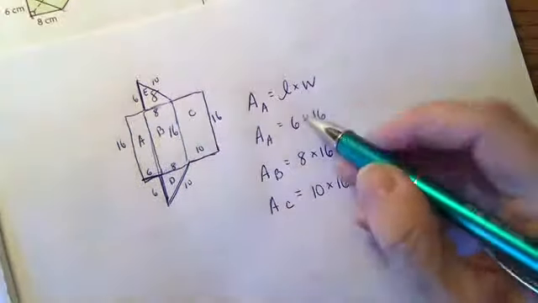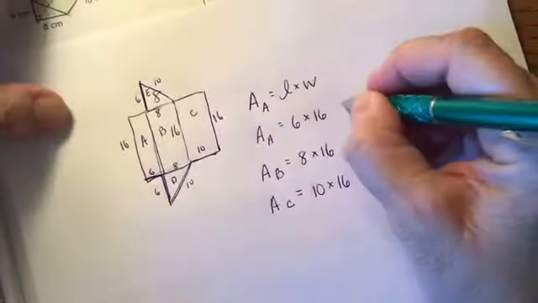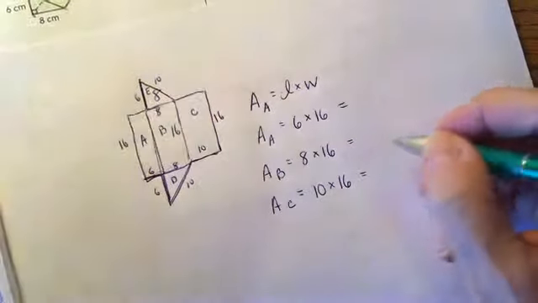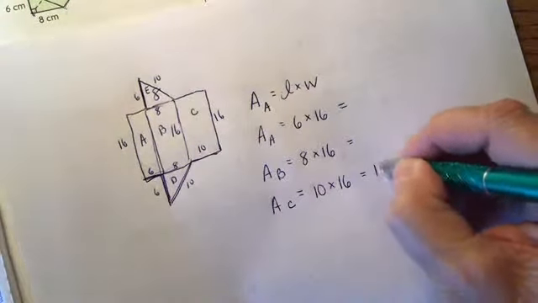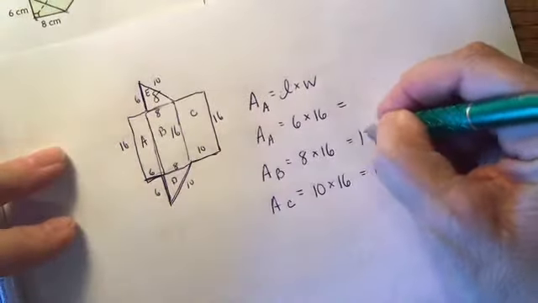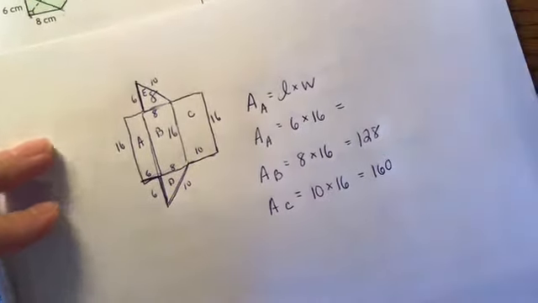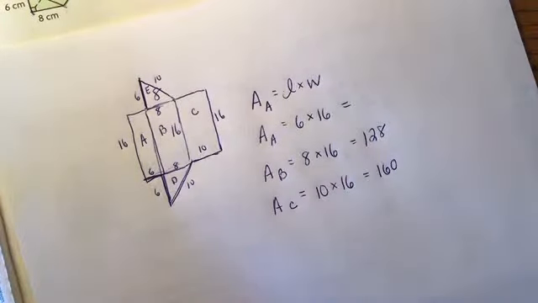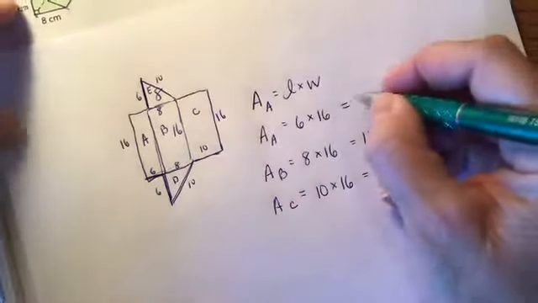All right, so I wanted to get those filled in, and now I can come back and tell what they equal. And I know 10 by 16 is 160. Pull out your handy dandy calculator. And I have 8 times 16 is 128. These are all square centimeters, but I'm not going to worry about that till the end. And 6 times 16 would be 96.